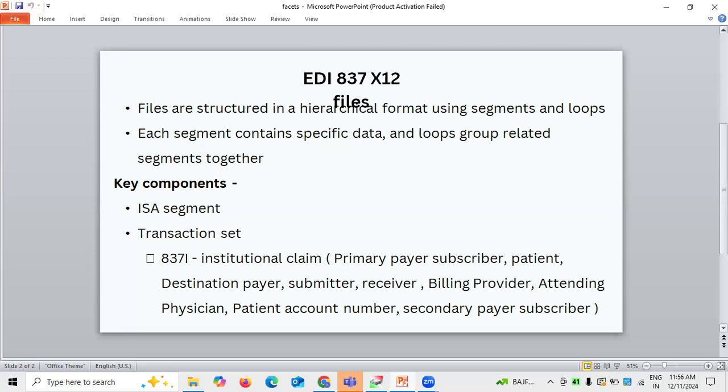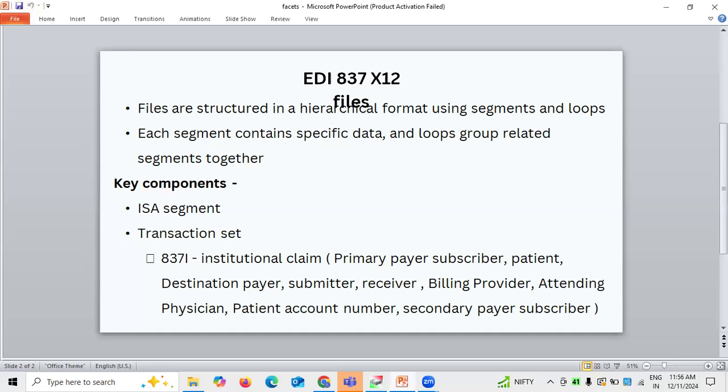In this context, we need to understand what the key components are. Generally, we have two key components, especially as far as 837 X12 files are concerned. One is the ISA segment. This is one component we have, whereas the second one is called the transaction set. So these are the two different things.